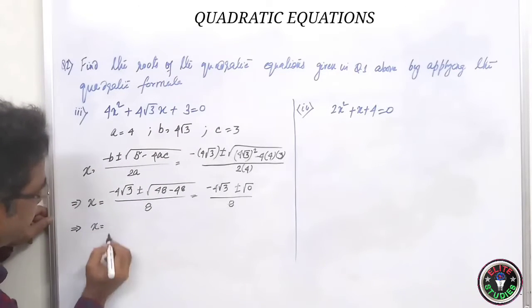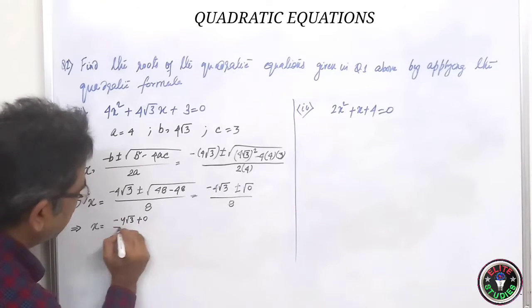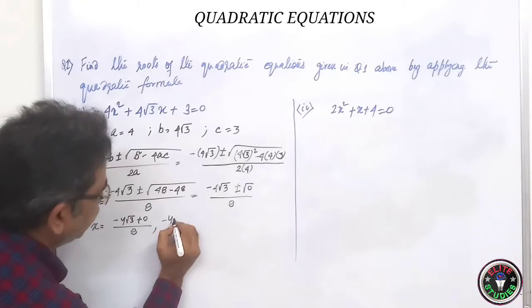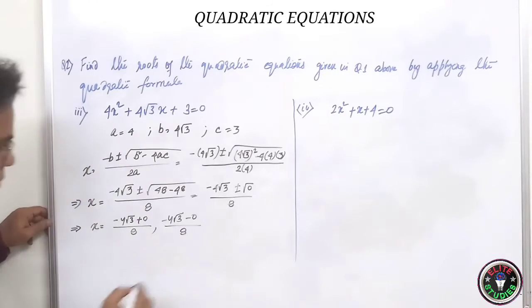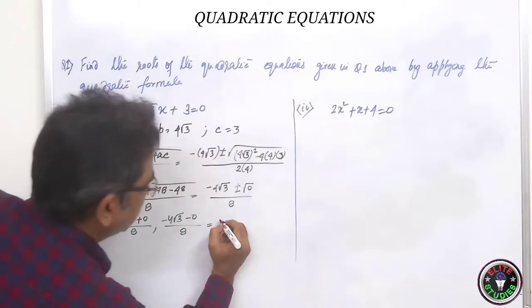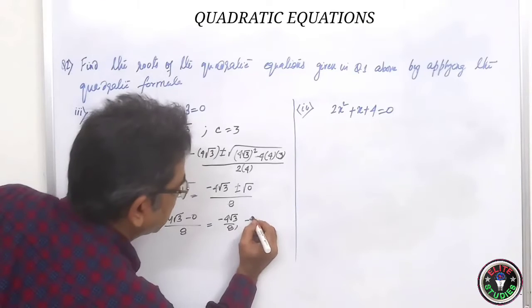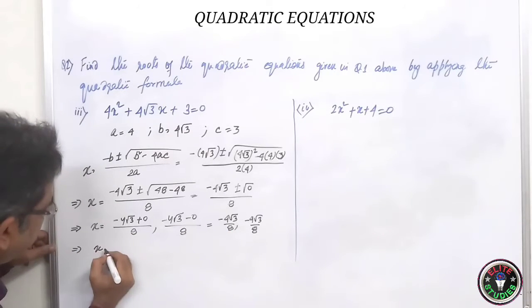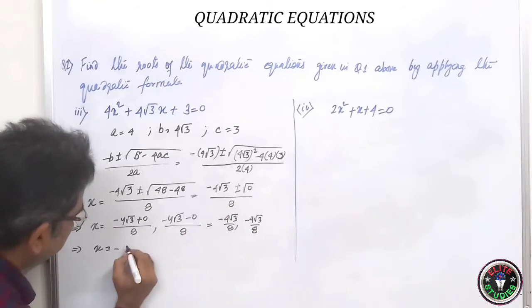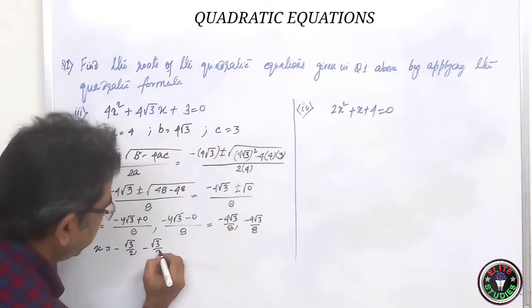Here x will be equal to, you see, first minus 4 root 3 plus 0 by 8 and minus 4 root 3 minus 0 by 8. So this will give you what? Minus 4 root 3 by 8 and here also minus 4 root 3 by 8. So if you bring it to the lowest term, x will be equal to minus root 3 by 2, here also minus root 3 by 2.